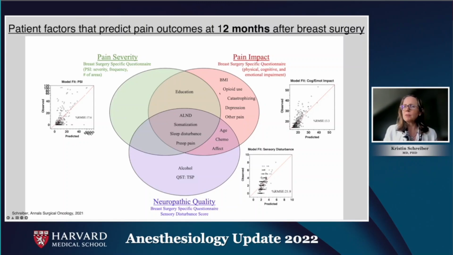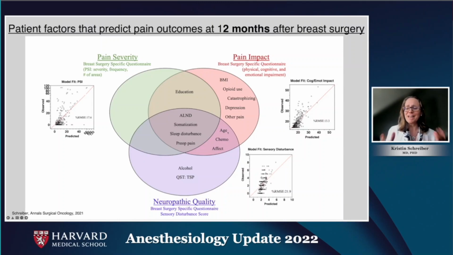When we talk about some of the psychosocial predictors like pain catastrophizing or depression or negative affect, these were really better predictors of the impact that pain was having on people at 1 year and not so much the severity. And the temporal summation of pain score, which was such a great predictor of acute pain and opioid use, was only an independent predictor of neuropathic quality of pain.